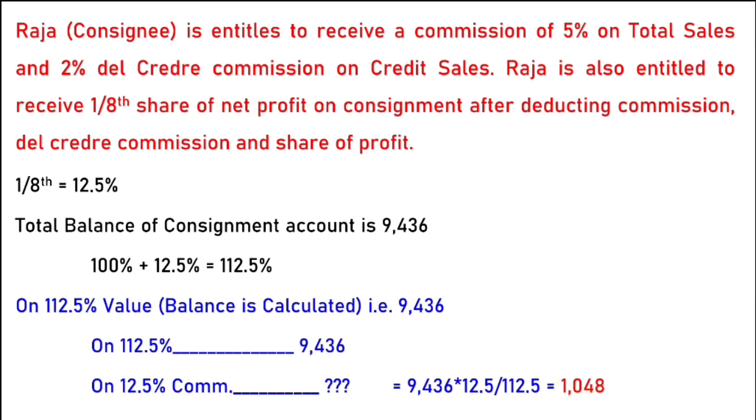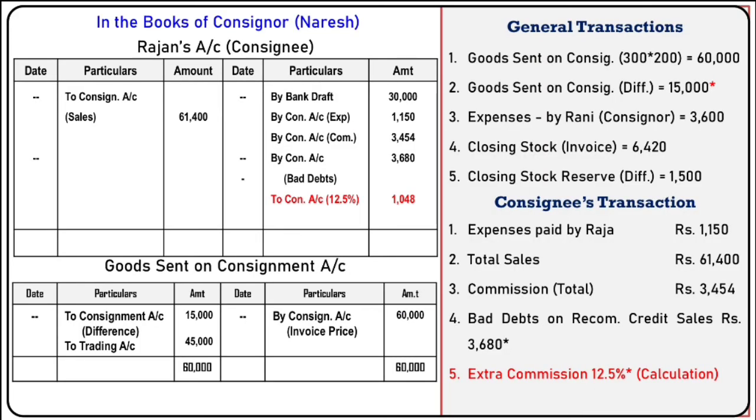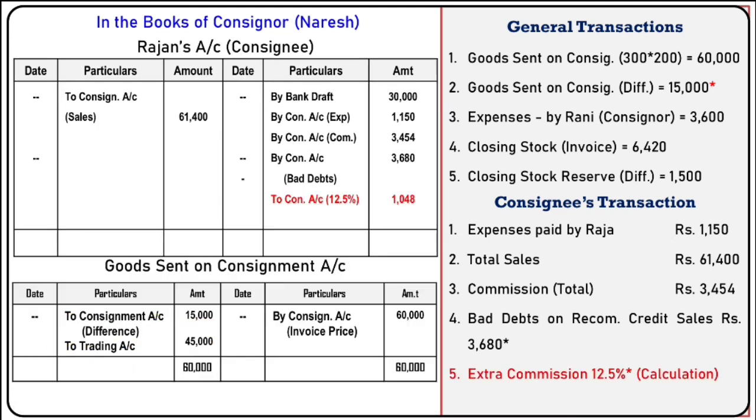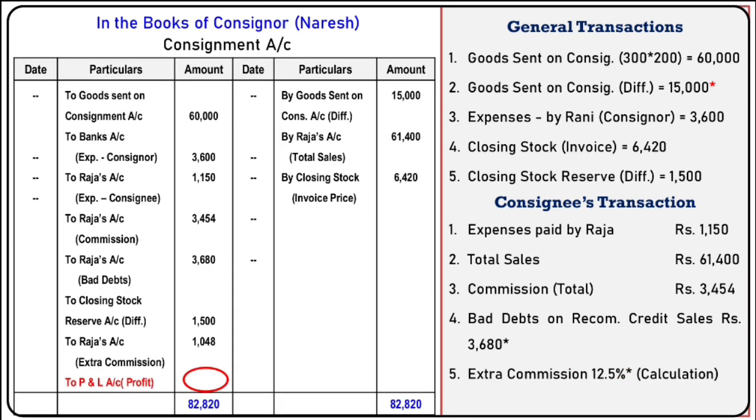Now this is commission. If we give the effect of commission, that is debited to consignment account, credited to consignee's account. So this is the effect of all the transactions of the example. Let's close the account. Now close consignment account. We have a profit of 8,388. Total 82,820. આ થયું consignment account.